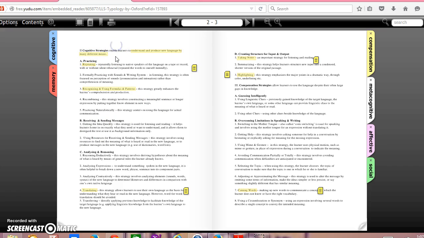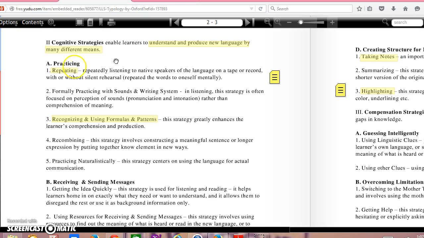Alright, this is cognitive strategies, which means to understand and produce new language by many different means. So let's see under the point of practicing. It's repeating. So I sometimes listen repeatedly to native speakers, but I normally watch it on YouTube where I could replay the movie, and that's what you can do too.